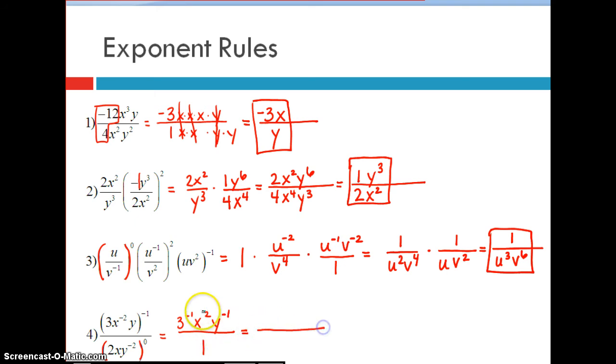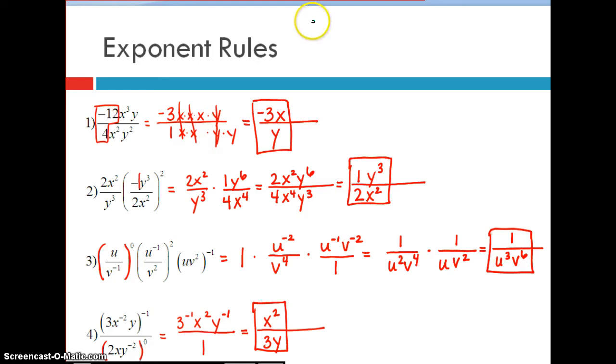Now I'm going to apply my negative exponent rule. Since this has a negative exponent, I move it. Notice up here it didn't have a negative exponent, so I did not move it. Only negative exponents move locations. This has a positive exponent, so it does not move. This does have a negative exponent, so it moves to the bottom. So this is my answer for my 4th problem. So those are just 4 quick review problems for my exponent rules.